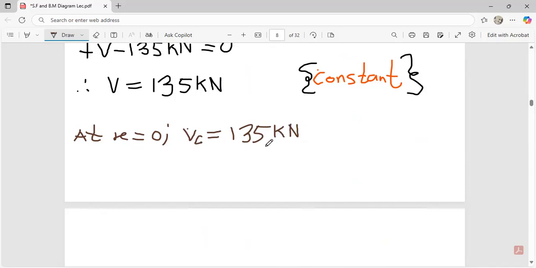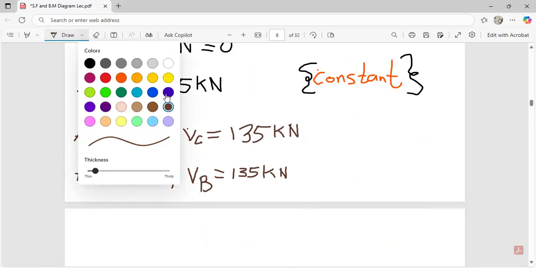Then from there, what else do we do? We also talk about the shear force at B. So we also say that at x is equal to 3 meters, comma, our shear force at B is equal to 135 kilonewton.